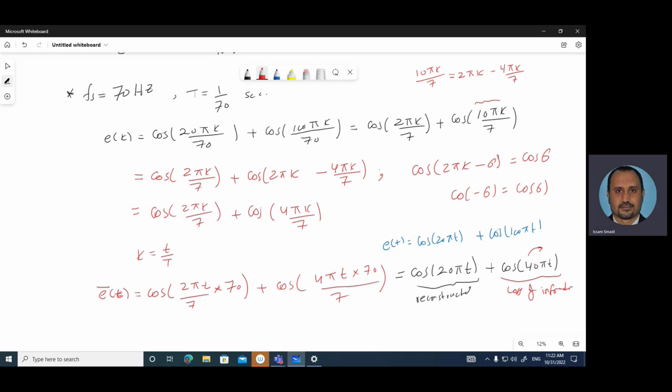So now, this is an example. Simply, it's up to you to go and solve for fs equal to 100. You can reconstruct the signal. So now, this is an example to highlight the meaning of the reconstruction and the meaning of the sampling theory, and the meaning of fs must be at least twice the fastest signal in the system. Understood? Let's take another example.